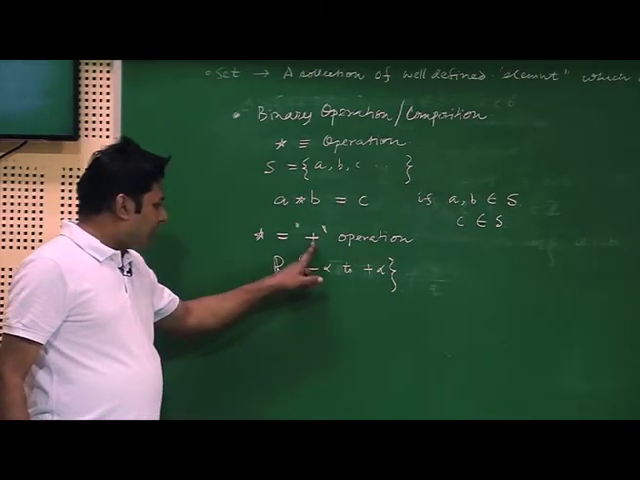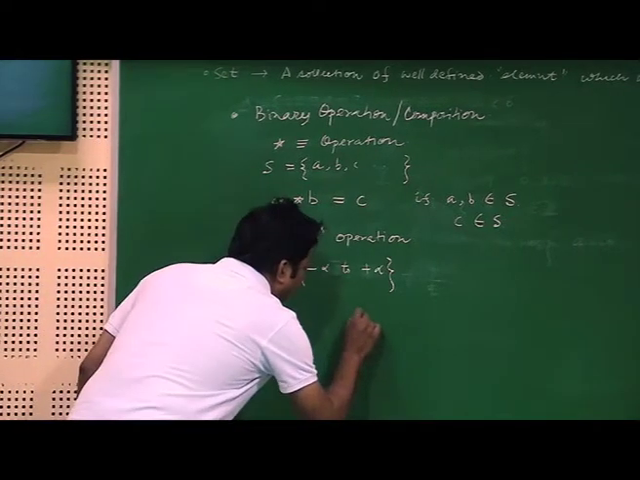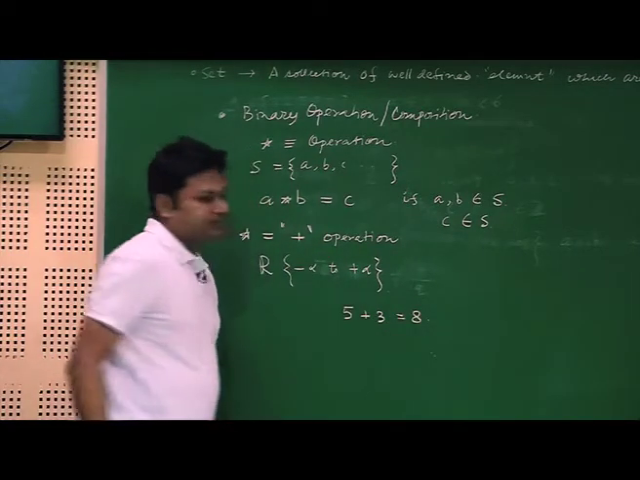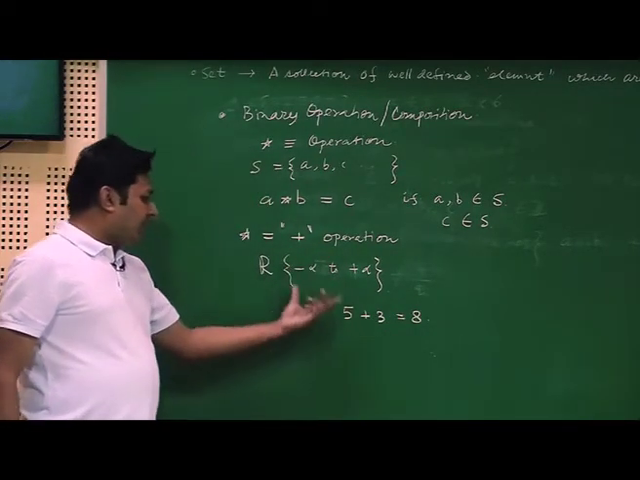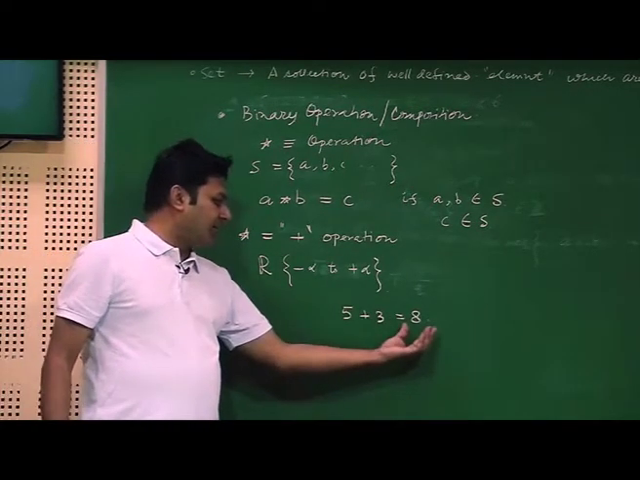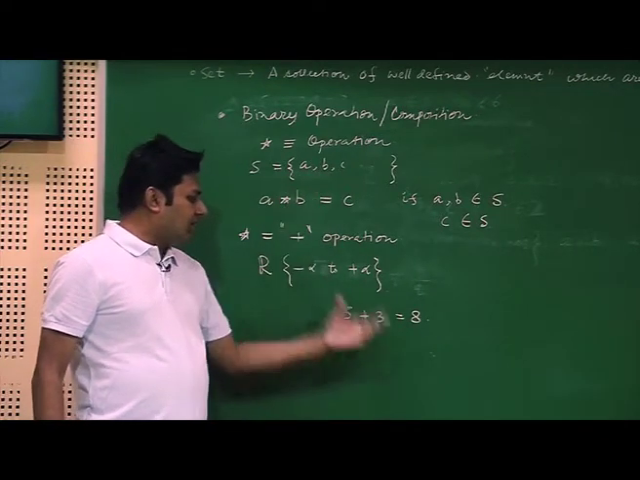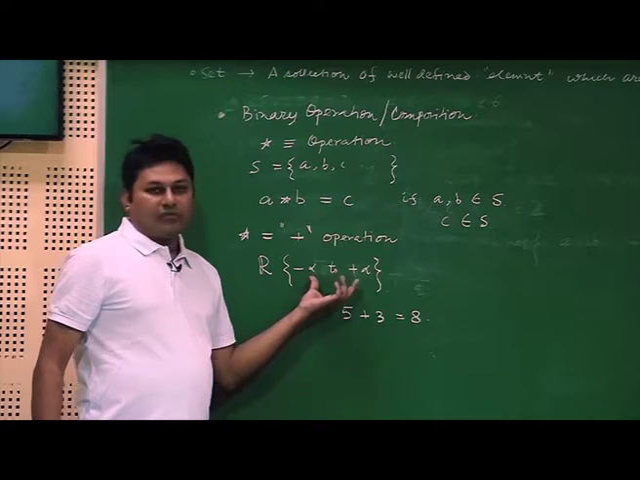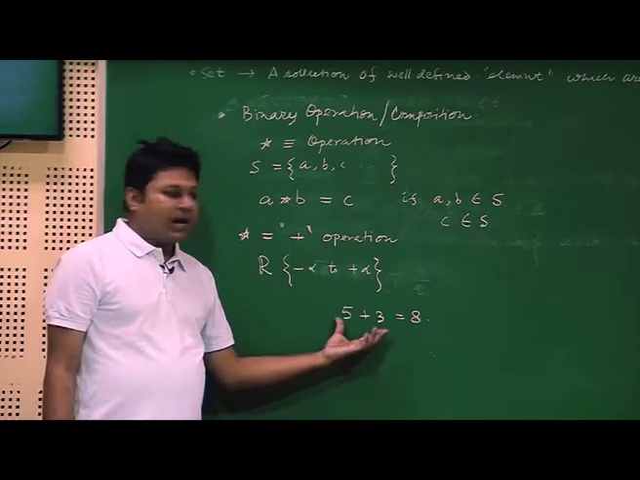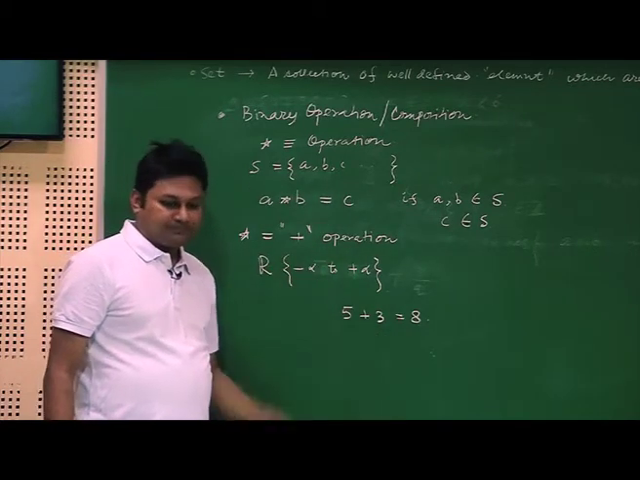If I now operate this plus operator over any two elements, for example 5 plus 3, it will give me 8. If you do this exercise for whatever elements you like, you will always find that the end result that I am getting after applying the binary composition is an element of R. So, this is a valid binary operation when the set is defined as the real number set.